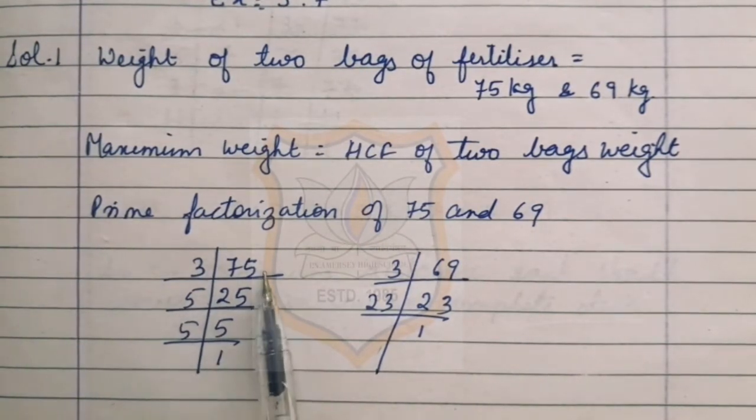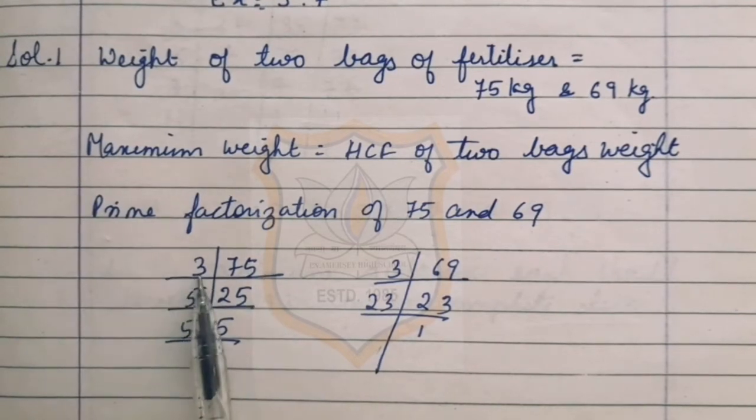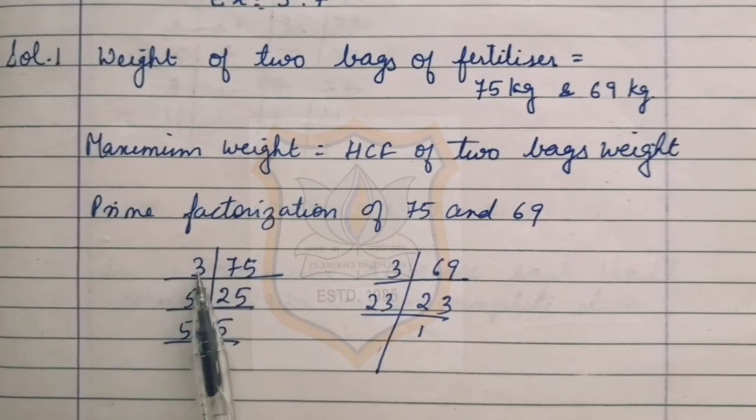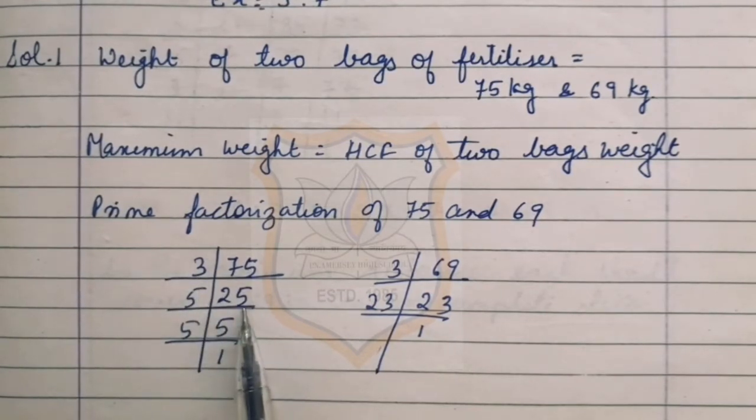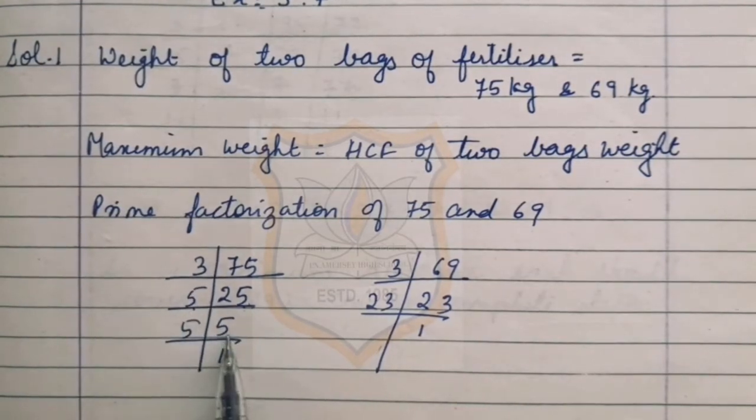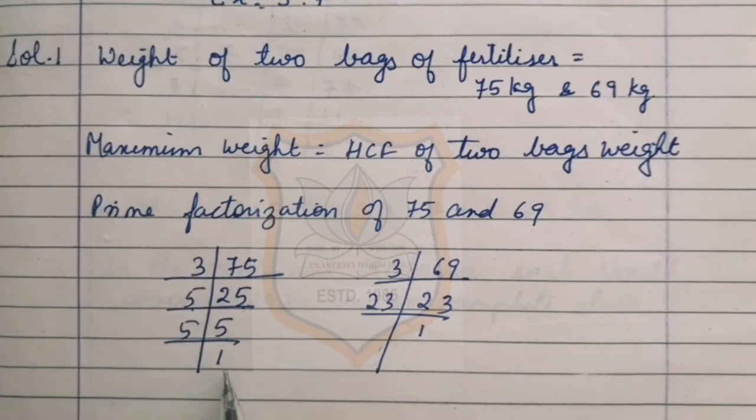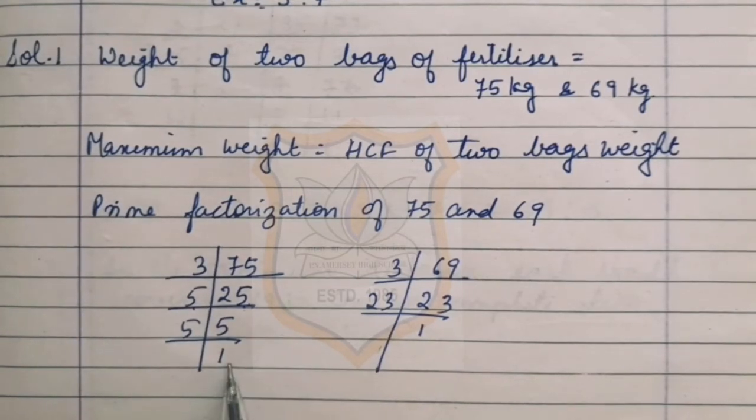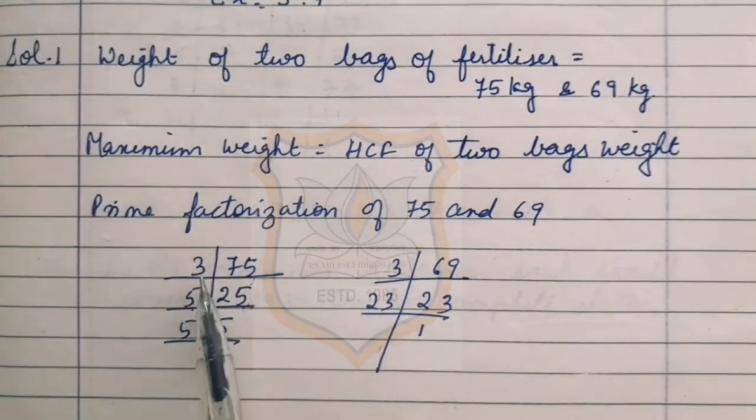So here we will write 75 and we will divide 75 by 3 as a prime number. By dividing 75 by 3 we get 25, and we divide this 25 by 5. By dividing 25 by 5 we get 5 as quotient, and by dividing 5 by 5 we get 1 as quotient. Now the prime factors of 75 are 3 multiplied by 5 multiplied by 5.